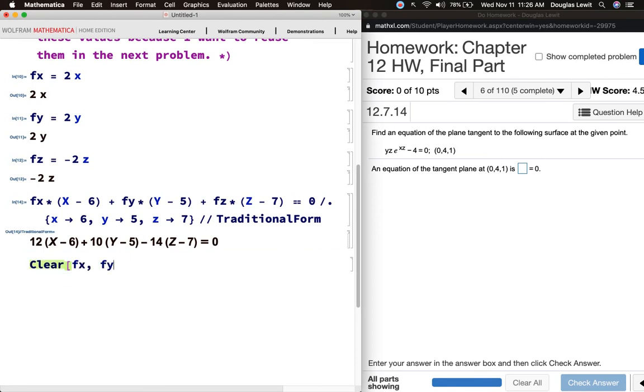Clear fx, fy, fz. So we have a function of 3 variables, x, y, and z. And that's going to be equal to y times z times e to the power x times z minus 4. And don't worry about the equals 0. So this is a level surface that's equal to 0, but don't worry about it, okay? Right now it's not an issue.